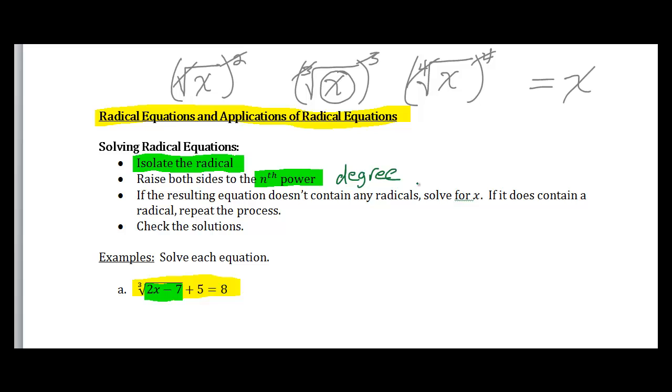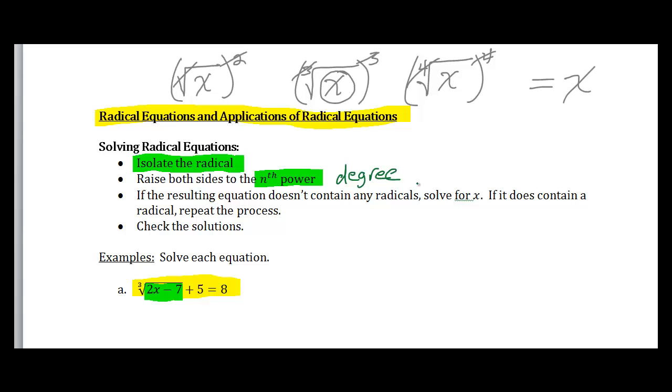All right. Next, we're going to check whether the resulting equation contains any radicals. If it doesn't, then we're just going to have an equation with just x, and we can solve it like normal. It might be a linear equation. It might be a quadratic equation, but we'll be able to solve it once we don't see any radicals anymore. However, if it does contain a radical, we're going to repeat the process once again.